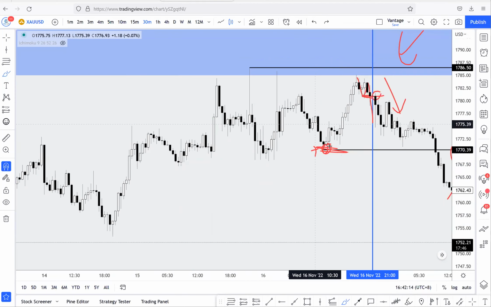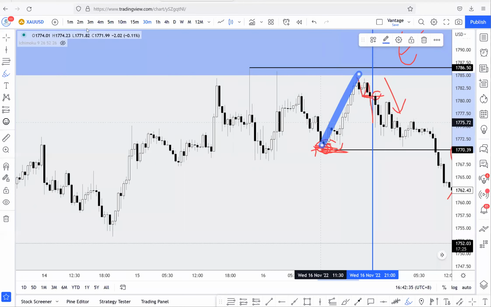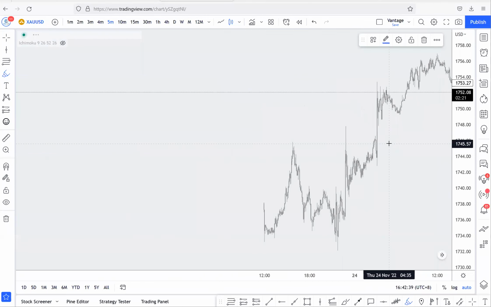So how do we know that this structure or this low will be weak and targeted? We go down to the 5 minutes time frame and look for the same thing. On the 5 minutes, this move up, this blue movement that I've highlighted, is basically showing you bullish market structure until there is a change in structure.